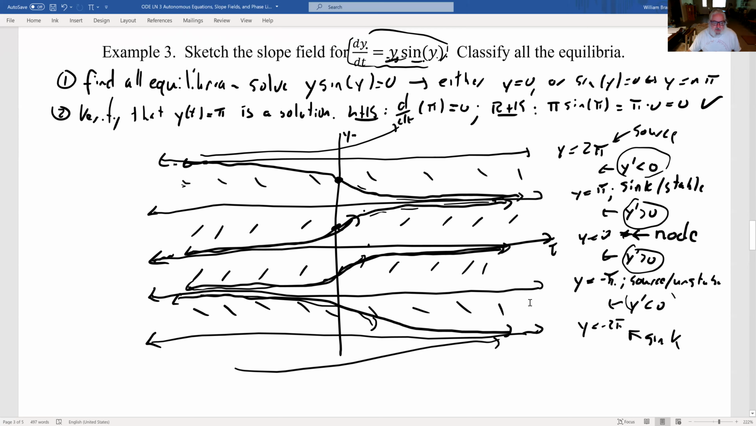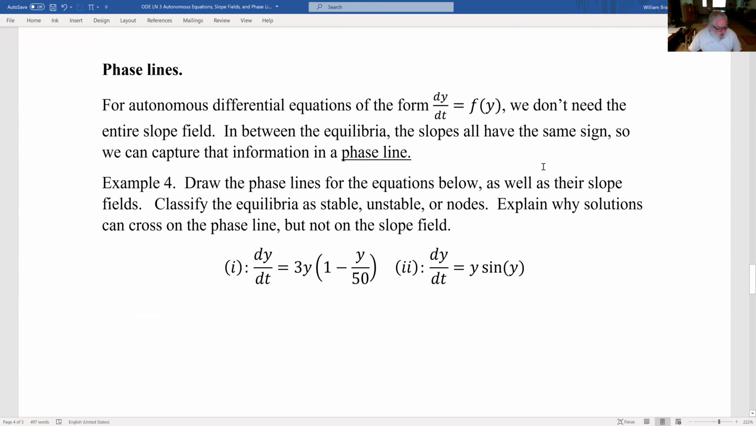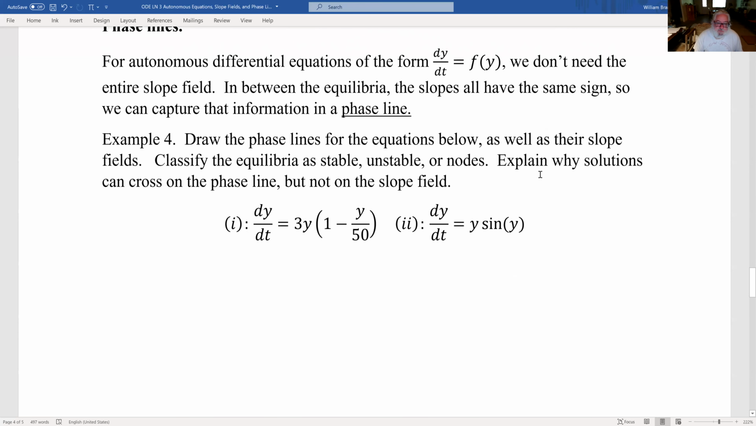Okay, so when we're sketching slope fields for autonomous equations, we're really just looking at where the equilibria are, and there you get a bunch of horizontal lines, and then what's the sign in between the equilibria, is it positive or negative? So since we're really not so much interested in all the details, we're really just interested in where the equilibria are and what the sign of the derivative is, we can do something called a phase line. So we'll draw the phase lines for this. This is the first example that we did above. This was the third example.